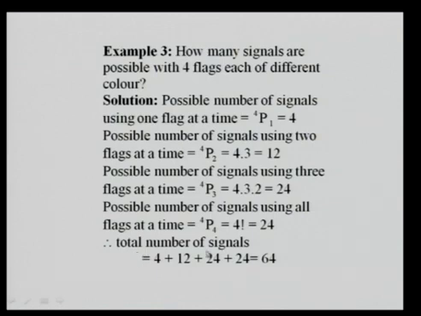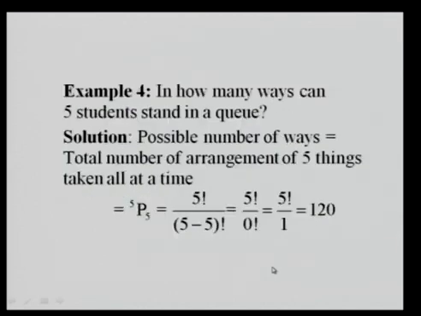So therefore, the total number of signals: 4 signals can be made using one flag at a time, 12 signals can be generated using 2 flags at a time, 24 signals can be generated using 3 flags at a time, and 24 can be generated using 4 at a time. So in total we have 64 signals that can be formed using the 4 flags.